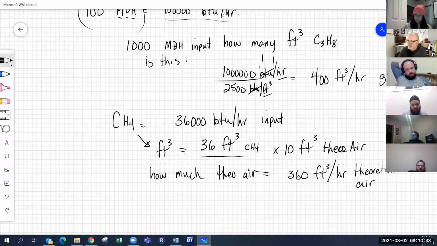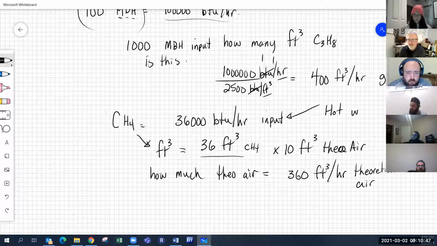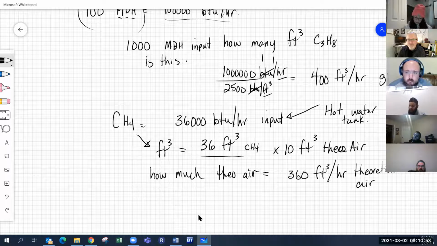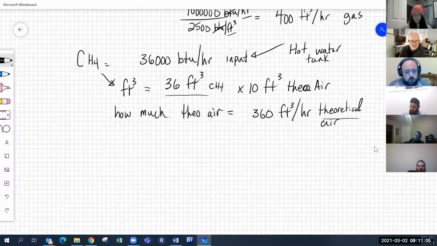That's an enormous amount of air required for that appliance for 1 hour. And that would be simply 36,000 BTUs per hour, which would be a simple hot water tank. That would be the amount of theoretical air required to burn this gas. Now, having said that, let's do another question.